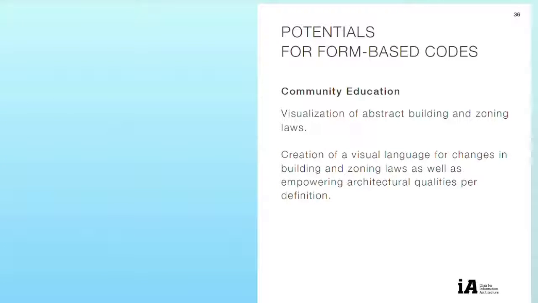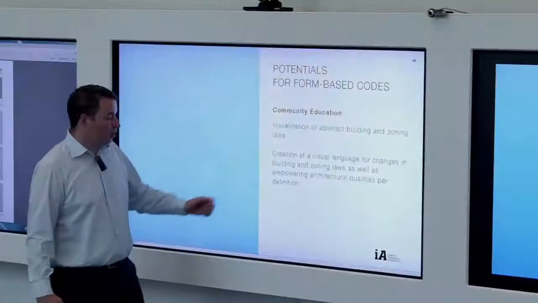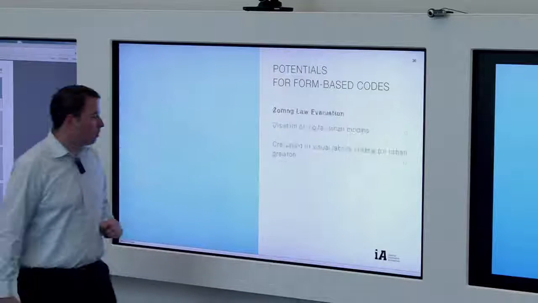The next thing, which is most of the time very underestimated, is community education. That means if you are an urban designer and you want to go with your design somewhere, you usually have to deal with laymen. Sometimes they are very well educated, but still you have to communicate the designs you want to create with them. Therefore, it's very important that you have a visualization at hand and a visual language for the changes, and also to empower the architectural qualities that you want to pursue.